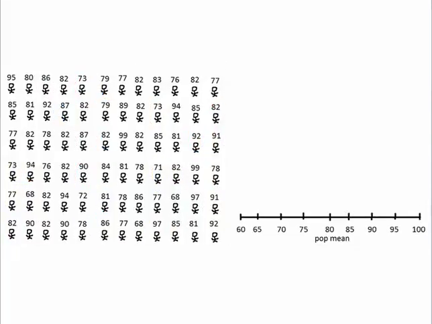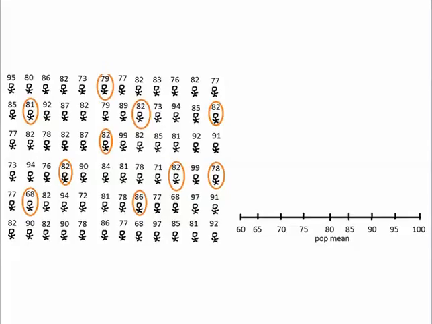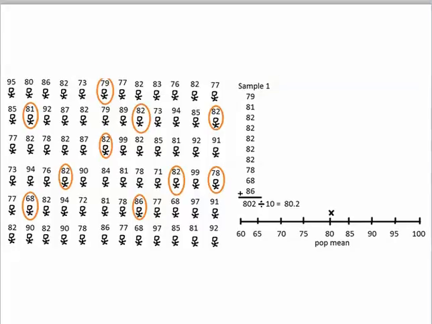Here's one possible sample of 10 students, and these 10 students have a sample mean. Their sample mean is 80.2. If we add their 10 exam scores and divide the total by 10, we get a sample mean of 80.2. We can put that sample mean down here on this number line. I think this is pretty close to 80.2, so I think I did put it in about the right spot.